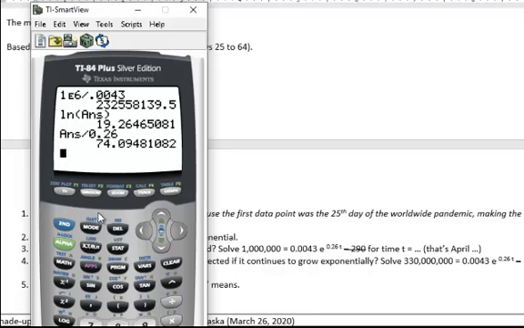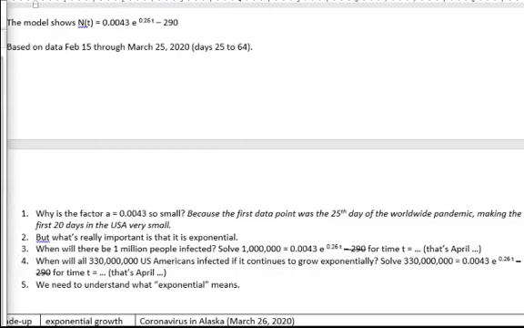What does 74 mean? Well, that's the 74th day after the virus started. So 74 days after January 20th, or 10 days after my last data point, which is March 25th, puts us at April 4th. Today is March 27th. If this continues, we will have 1 million people infected in the United States alone by April 4th. That's what exponential means.